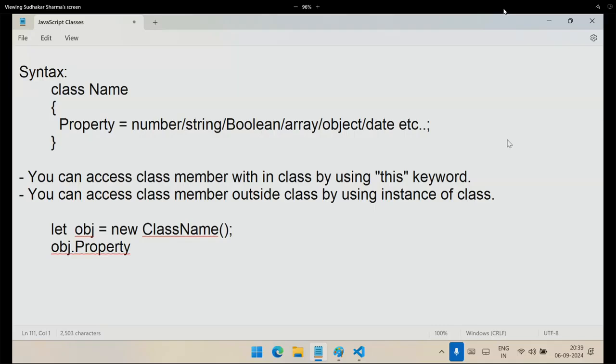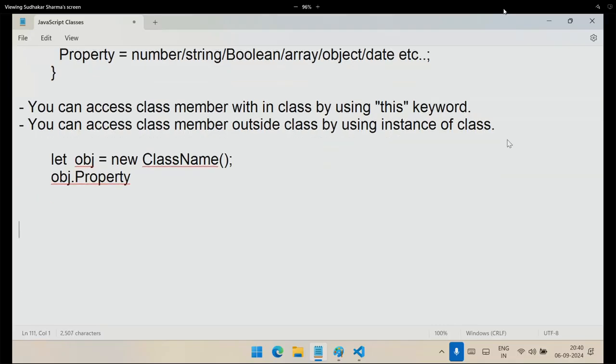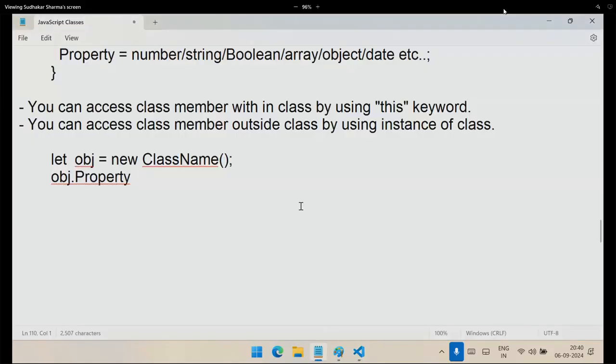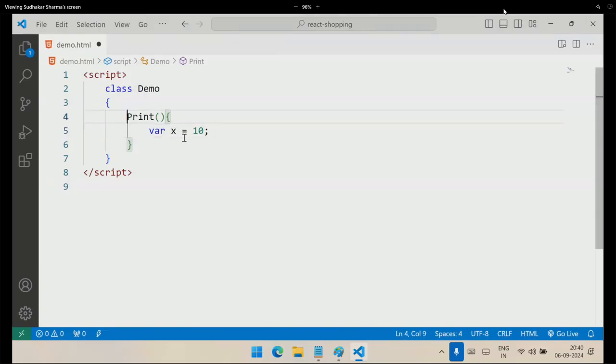So how do you declare a class? How do you define the members and configure them? So generally here we are defining the classes. Suppose we have this one. So here we are having a class.